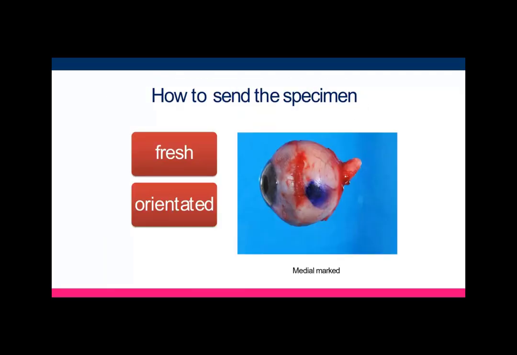How should you send the specimen to the laboratory? Well, fresh. That means not put in formalin. Why? Because we need to extract fresh tumour for genetic studies. The orientation is also helpful, either with a suture in the rectus muscle or a mark like this globe.